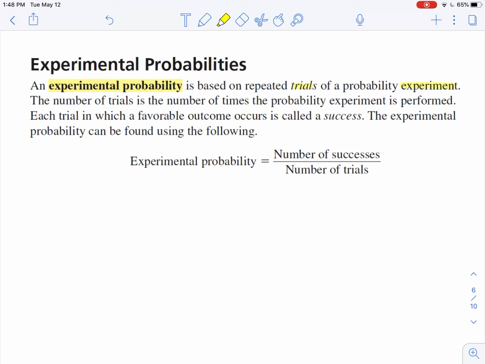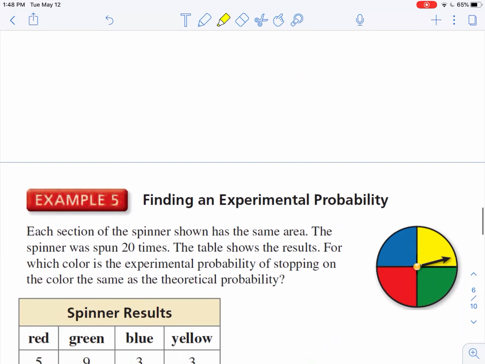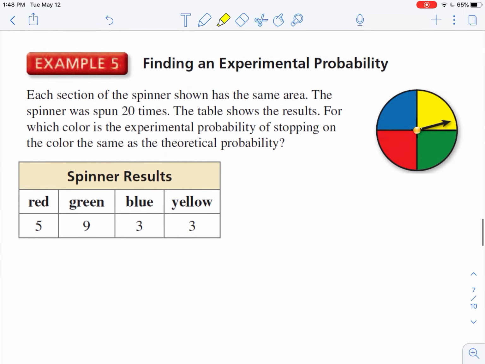An experimental probability is where you count up the number of times that you had success and you divide it by the total number of trials. That's how you find an experimental probability, and that's a little different than the theoretical probability. So let's take a look at an example problem where we're looking at this and see if we can make some sense of it.